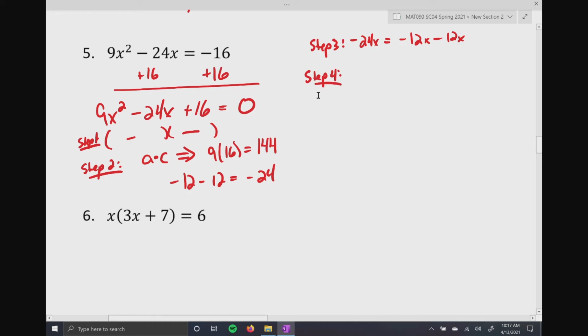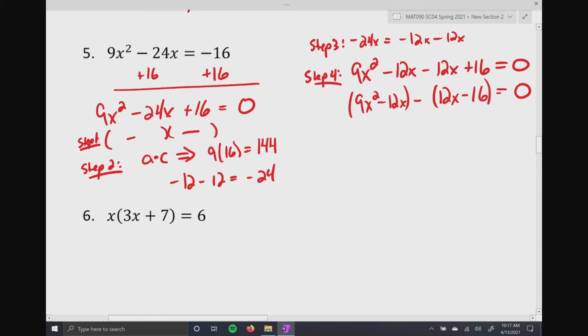So I'm going to rewrite the problem, 9x squared, and I'm going to write my middle term as minus 12x plus 16, and all that's going to be equal to 0. Like I said, this is the worst case scenario for us. Factor by grouping. I group the first two terms. I group the second two terms. And remember, since that middle sign is negative, my second grouping sign changes. So since it was positive 16, it is now negative 16.